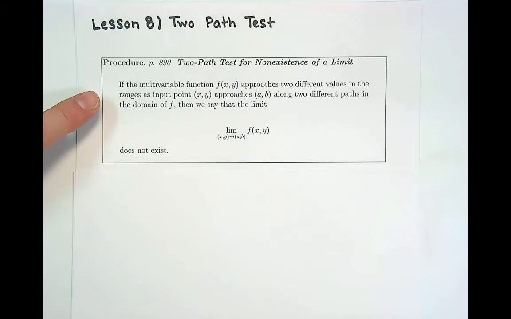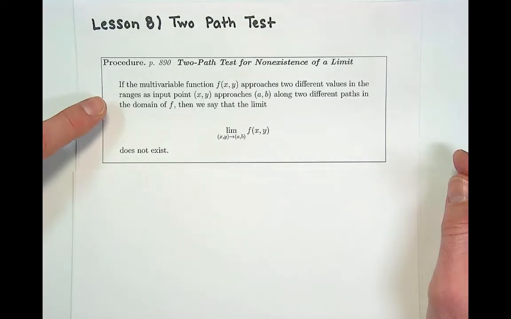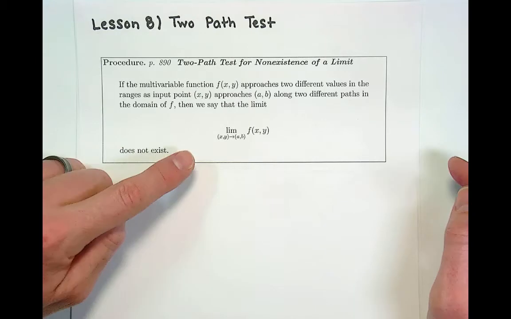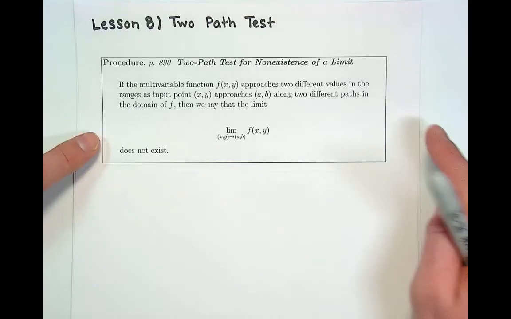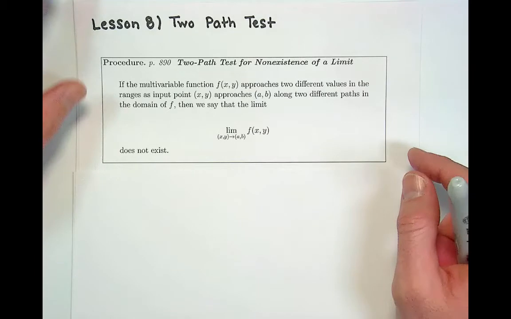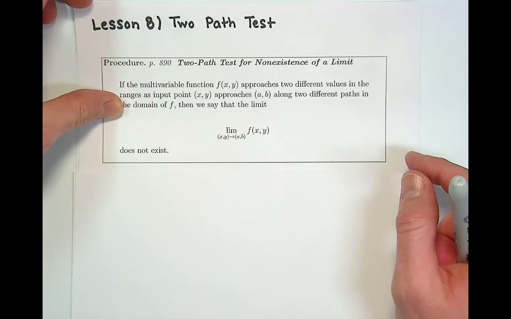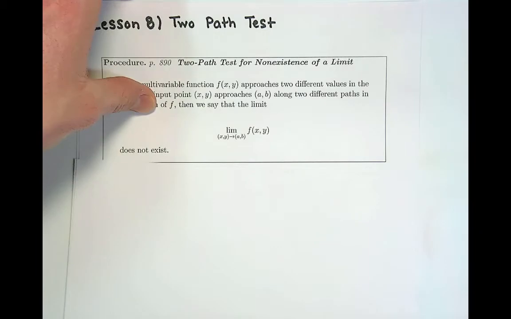Formally speaking, the two-path test for non-existence of a limit reads as follows. If a multivariable function f of (x, y) approaches two different values in the range as the input (x, y) approaches (a, b) along two different paths in the domain, then we say that the limit as (x, y) approaches (a, b) of f of (x, y) does not exist. This outline is available for you in the Lesson 8 handout posted on our course website.